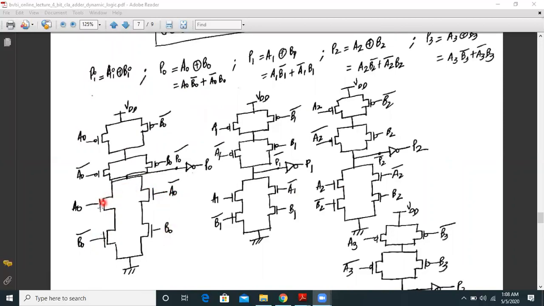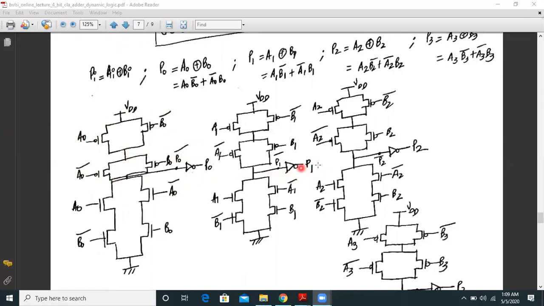So this completes a pull down network. For a pull up network, exactly the reverse will happen. So A0 and B0 bar will be the two PMOS transistors in parallel, which is in series with A0 bar and B0 in parallel. The output is P0 bar. We want P0, so we will have to connect a CMOS inverter at the output. So this completes the design for P0.